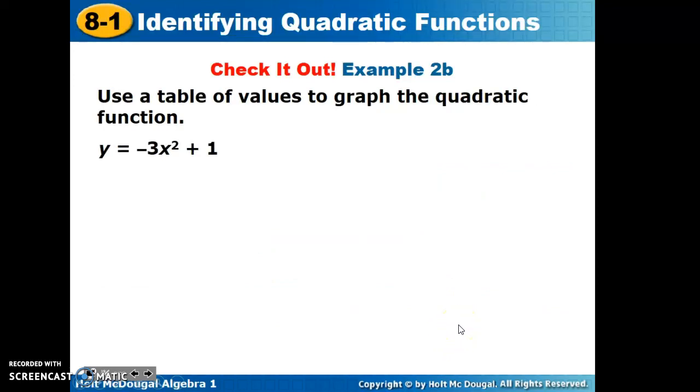Check It Out 2b. Please create a table. Turn off the recording, create your table and your graph, and compare it to the solution of y equals -3x squared plus 1. Remember, these are your notes. This is what you'll be graded on when I get back. Your 10 points for each lesson that we do. This is lesson 8.1, so you'll have lesson 8.1 notes, and I want to see all these Check It Out problems in there. So go ahead and turn this off, complete 2b, and then come back and check.